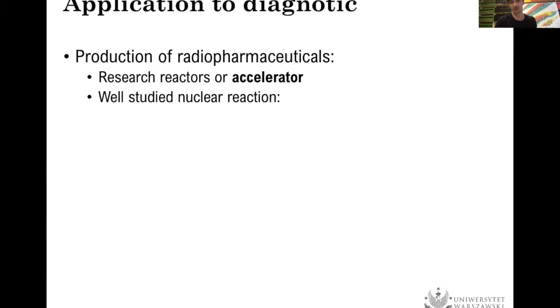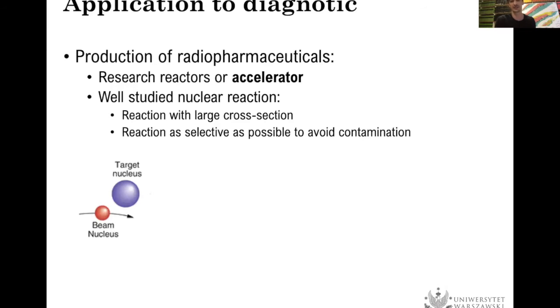If you use an accelerator, you will need to have well-studied nuclear reactions, because you want reactions that have only large cross-section to produce your isotope of interest, because of course beam time is costly, so you don't want to spend more time than needed on this production, and you need reactions that are as selective as possible in order to avoid having contamination that can lead to false results in the diagnostic.